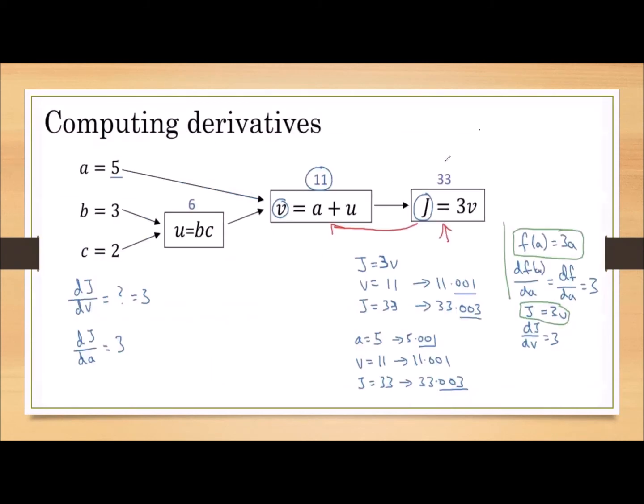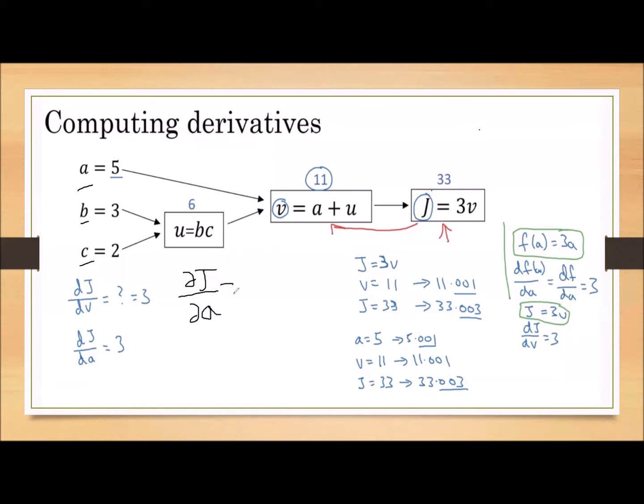Now I am interested in how the values of a, b and c are changing j. That means I want to know dj by da, dj by db and dj by dc. Because there are three variables, I want to know how each and every variable is affecting the cost function j. I am taking the partial differentiation, so this is dou j by dou a.